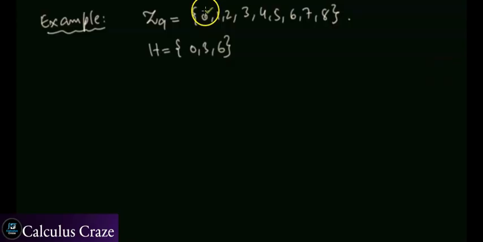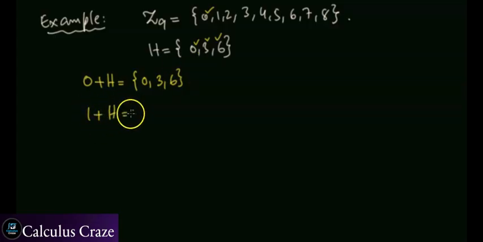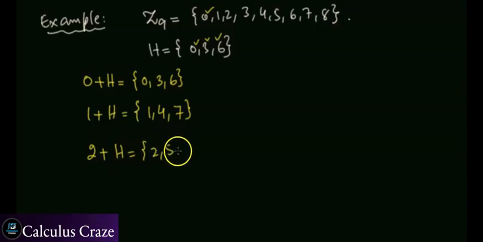If I take 0 plus H, it is going to be 0 added with each element of this H. So 0 added to 0 becomes 0, 0 added with 3 becomes 3, and then 6. When 1 is added into H, here the addition is modular addition, modulo n. So when I add 1 with 0, it becomes 1. 1 with 3 becomes 4. 1 with 6 becomes 7. And when I add 2 with H, it becomes 2, 5, and 8.